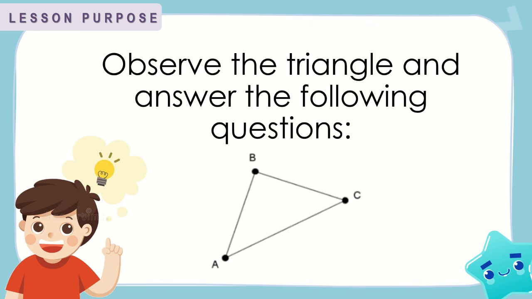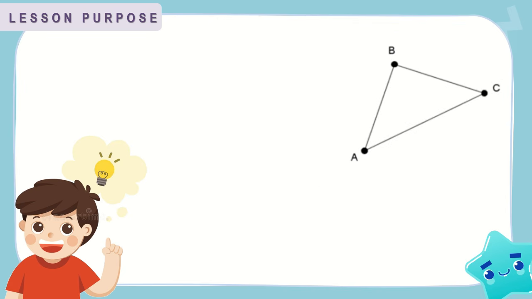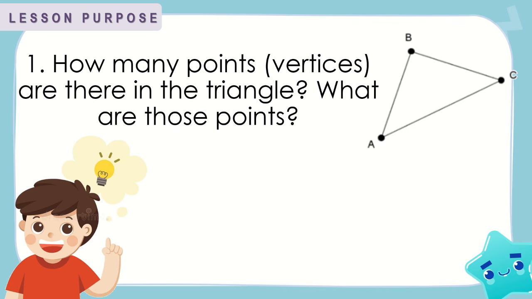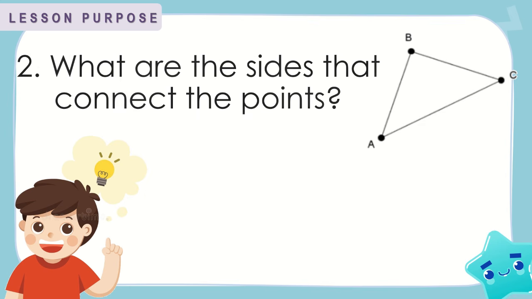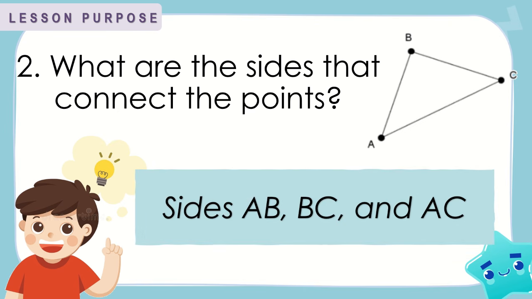Observe the triangle and answer the following questions. How many points or vertices are there in the triangle? What are those points? You're right, 3 points, namely points A, B, and C. What are the sides that connect the points? Exactly. These are sides AB, BC, and AC.